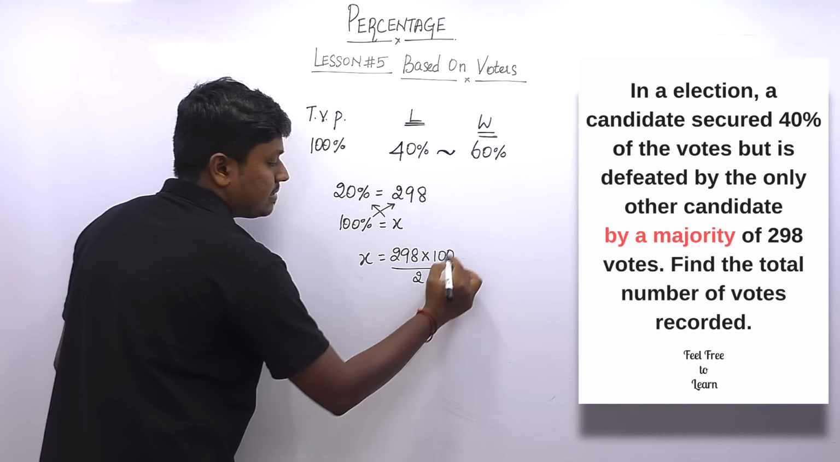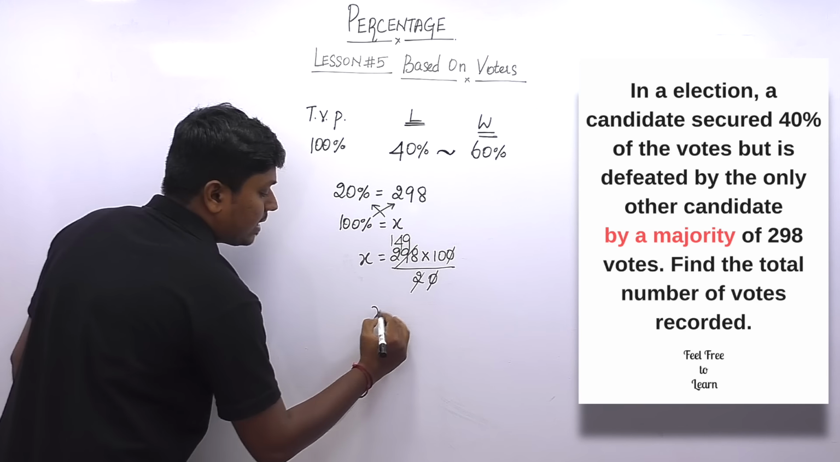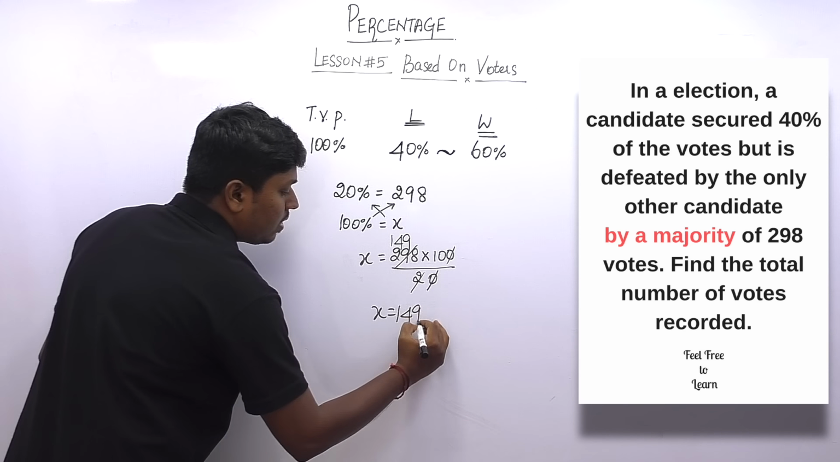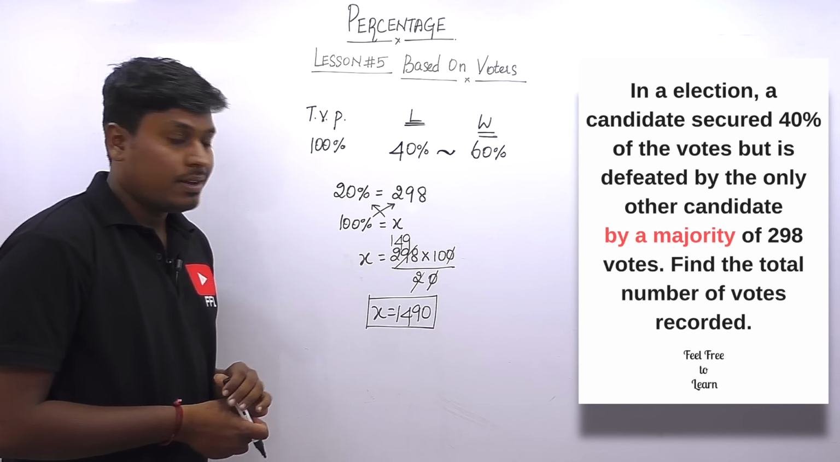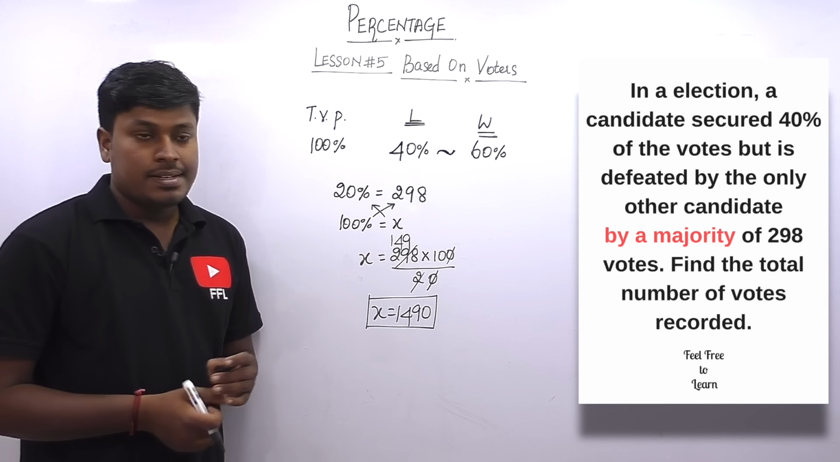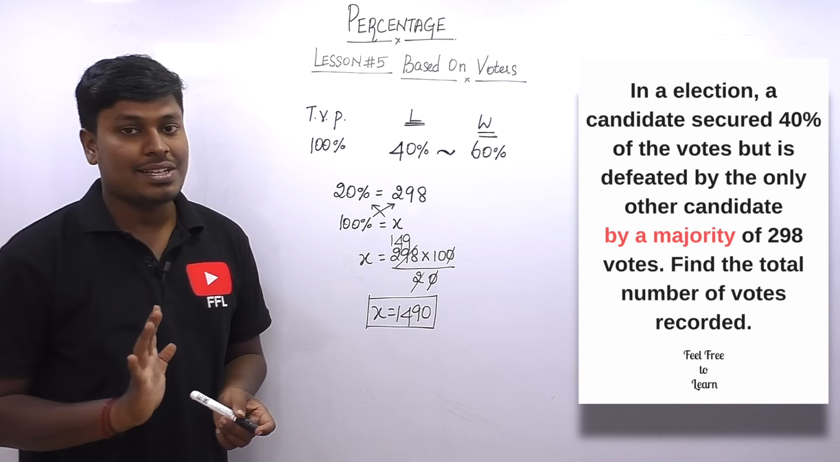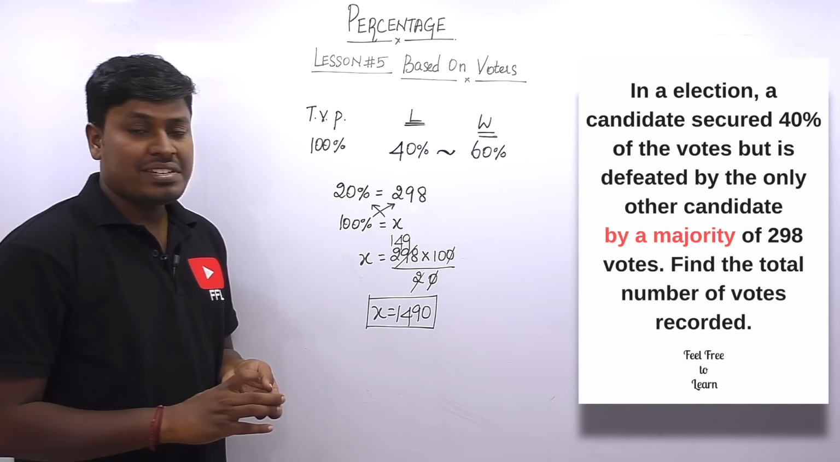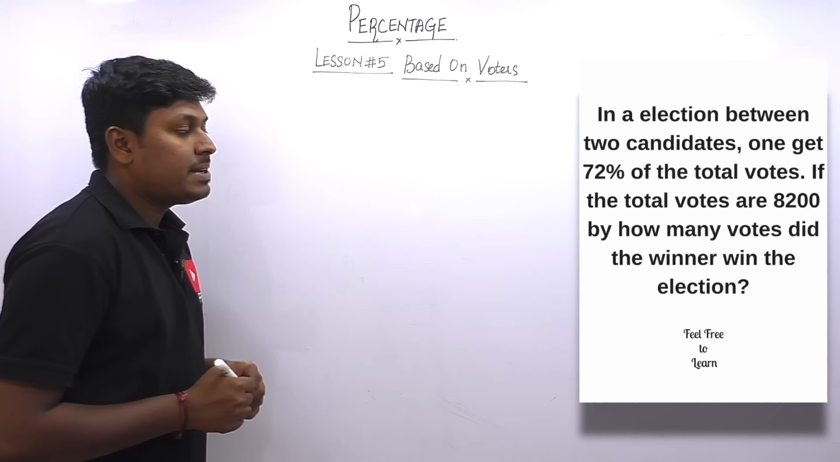So we can cancel 0 and 0, and once you cancel this, we get 149. So finally x is equal to 1490. The total number of votes polled will be 1490. So it's an easy question; just understand the concept, that is more than enough. If you understand the concept, then even if the question is tougher, you can easily solve it using this methodology. Question number 3.